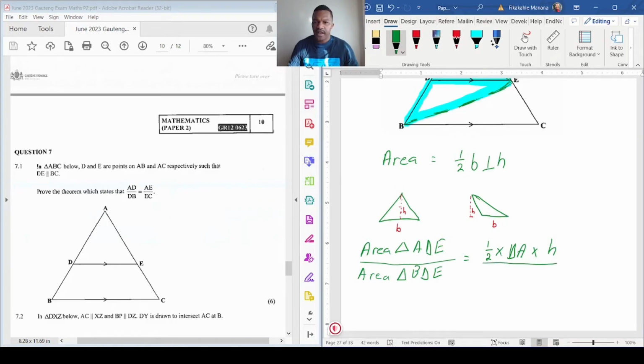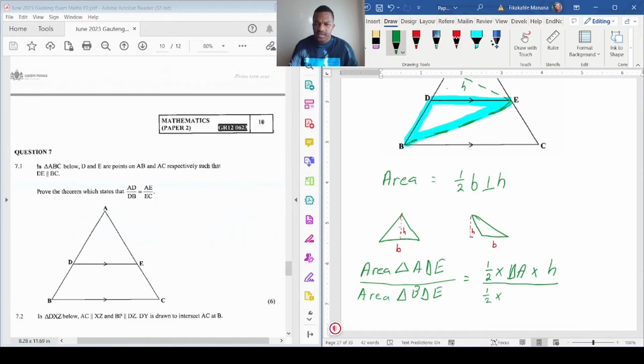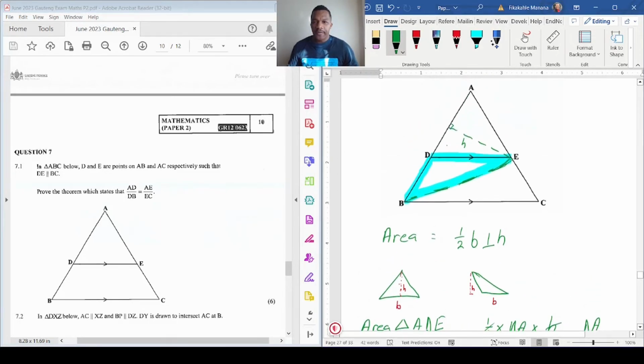Divided by a half times, when it comes to this one, as you can see, the height is the same, but the base can only be DB, right? So we're going to put DB times that same height. What happens here is that half cancels with that half, that height cancels with that height, and I'm left with DA or AD over DB or DB. Cool. Now we're done with that part.